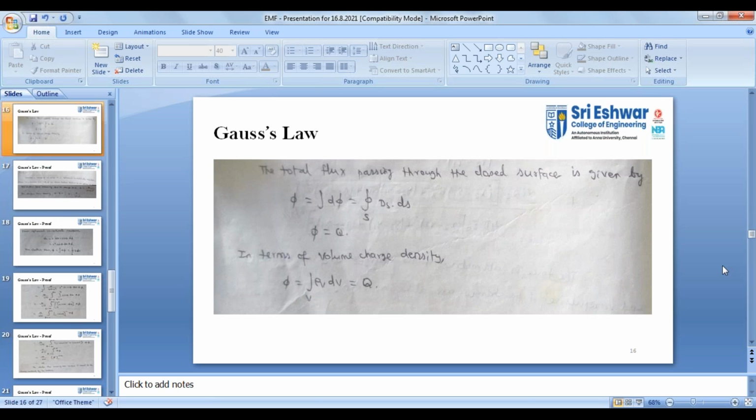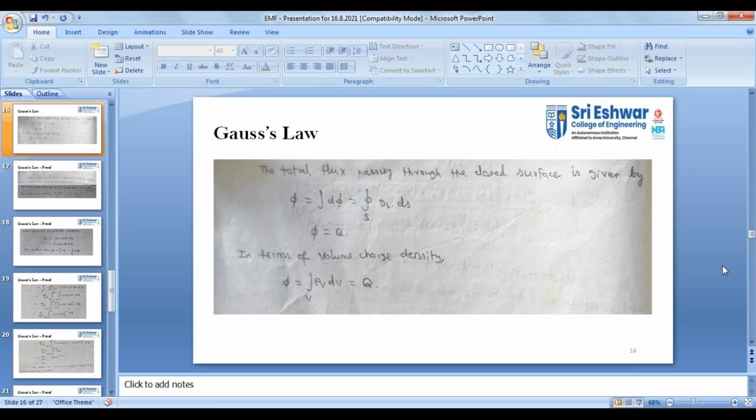Now the total flux passing through the closed surface. We got d phi, from which we have to get phi. So what can be done? We have to go for integration, double integration or mere integration, because then only integration and differentiation will get cancelled. So phi is equal to integration of d phi, which is equal to surface integration of capital ds dot small ds, because in the previous slide we derived d phi as ds dot ds. And we know that if I integrate ds dot ds, I will get charge. So that is the actual Gauss law.